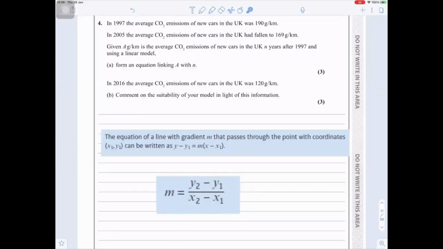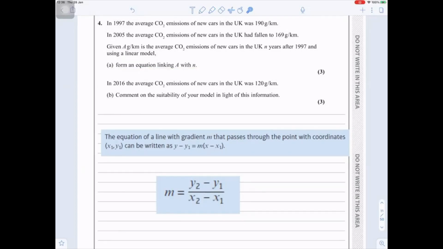Question number 4. In 1997, the average carbon dioxide emissions of new cars in the UK was 190 grams per kilometre. In 2005, the average carbon dioxide emissions of new cars in the UK had fallen to 169 grams per kilometre. Given A grams per kilometre is the average carbon dioxide emissions for new cars in the UK n years after 1997, and using a linear model, form an equation linking A and n.